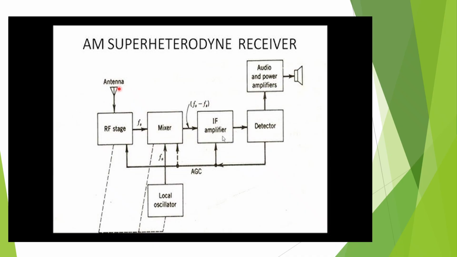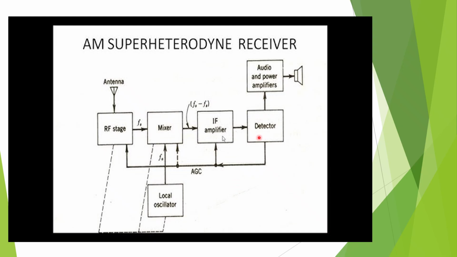So first the incoming signal is taken from the antenna and given to the RF amplifier for amplification. Then the output, Fs, is given to the mixer, and the output from the local oscillator, F0, is also given to the mixer. Then the difference F0 minus Fs is given to the IF amplifier, in which it gets intermediate frequency amplification. Again, if you need to change F0, you have to change Fs also, so that the bandwidth will be narrow.